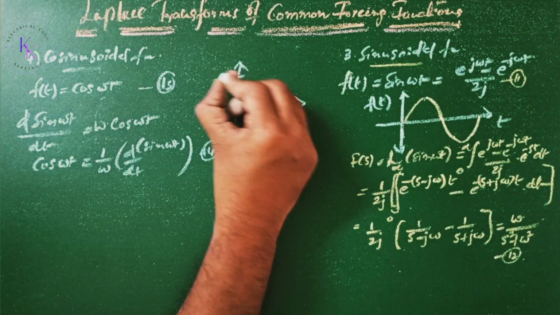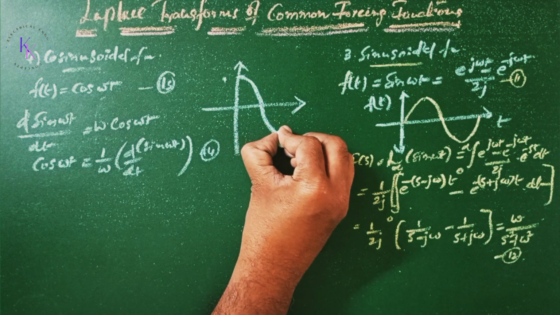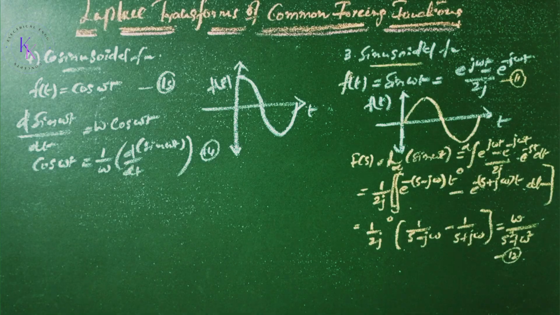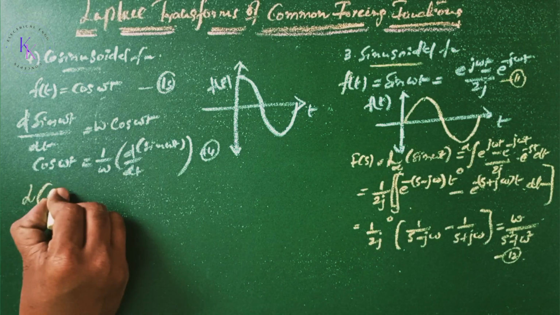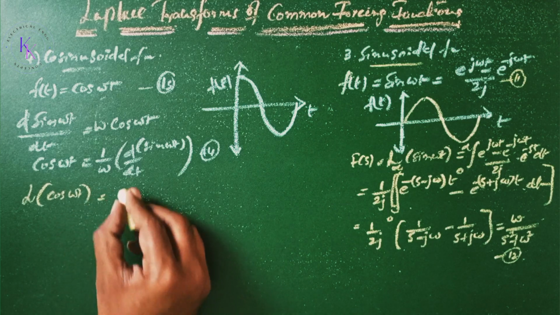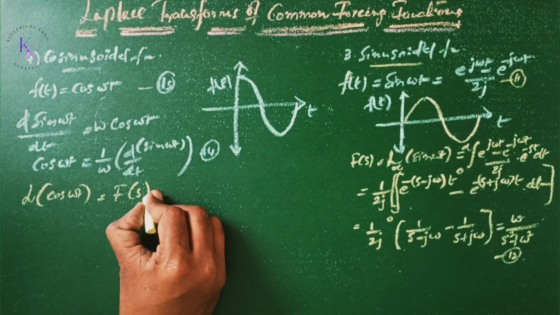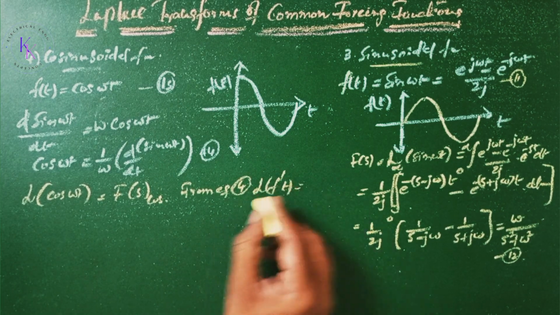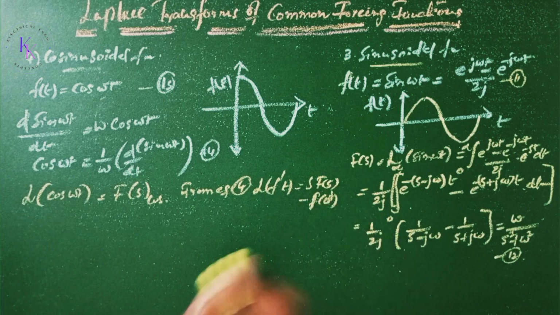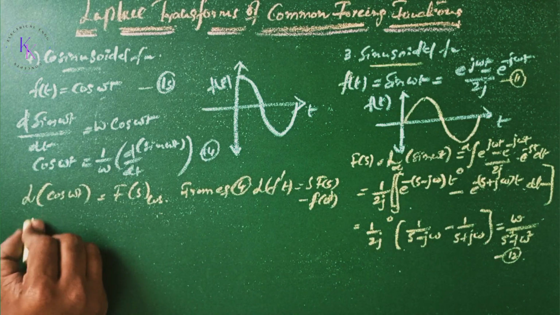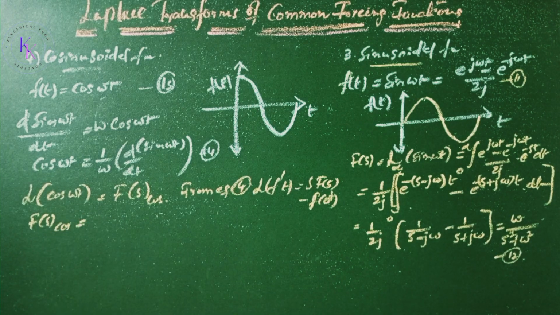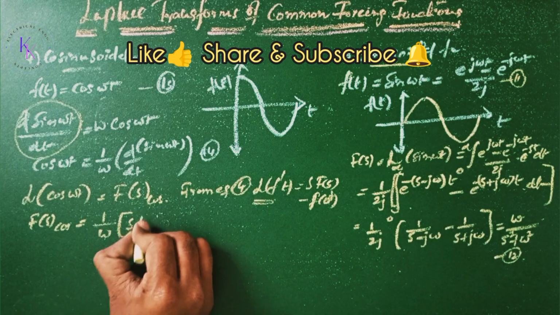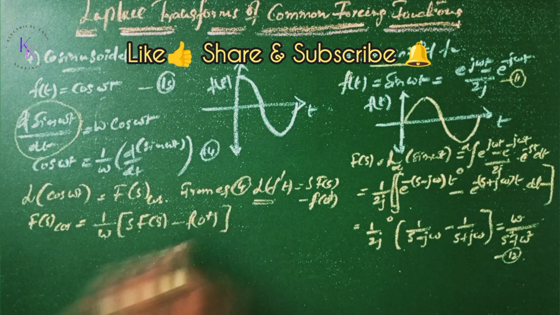The cos wave: this is f of t for the cos function and this is t. Now the Laplace transform of cos omega t is F of s of the cos function. From equation number 4, the Laplace transform of f dash of t equals s F of s minus f of 0 plus. Then for our function, F of s of cos is given by 1 by omega of (s F of s minus f of 0).